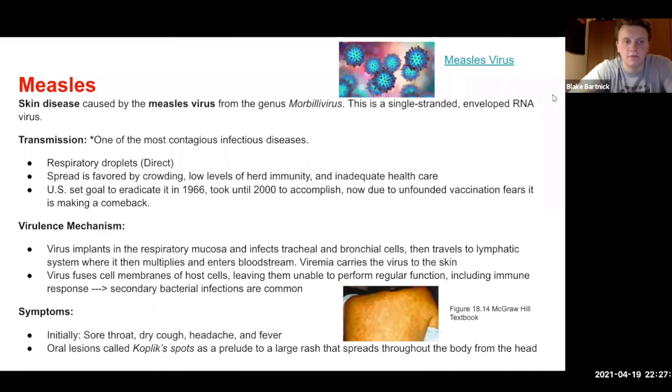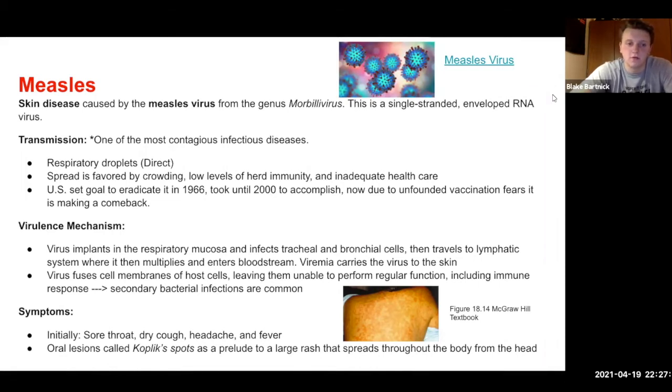So now on to talking about measles. Measles is a skin disease caused by the measles virus from the genus Morbillivirus, and this is a single-stranded, enveloped RNA virus. And to the transmission, this is one of the most contagious infectious diseases, and it is spread through mostly respiratory droplets, which is direct, and the spread is favored if there's a large group of people or crowding, if there's low levels of herd immunity with minimal people being vaccinated, and inadequate health care in less developed countries.